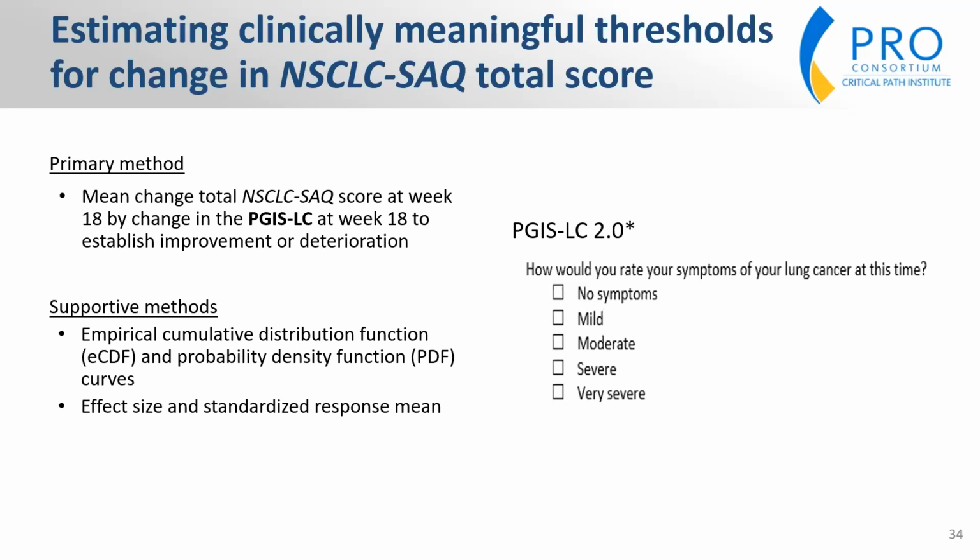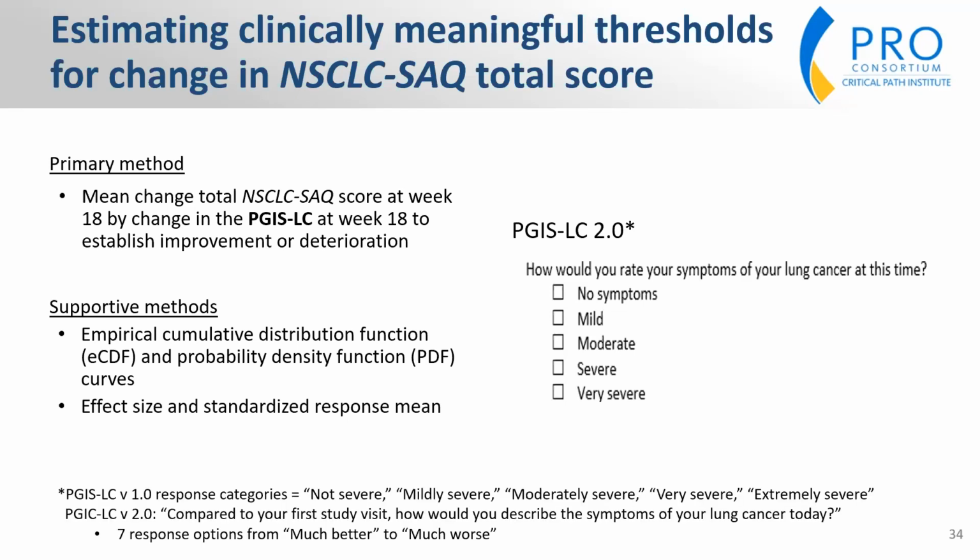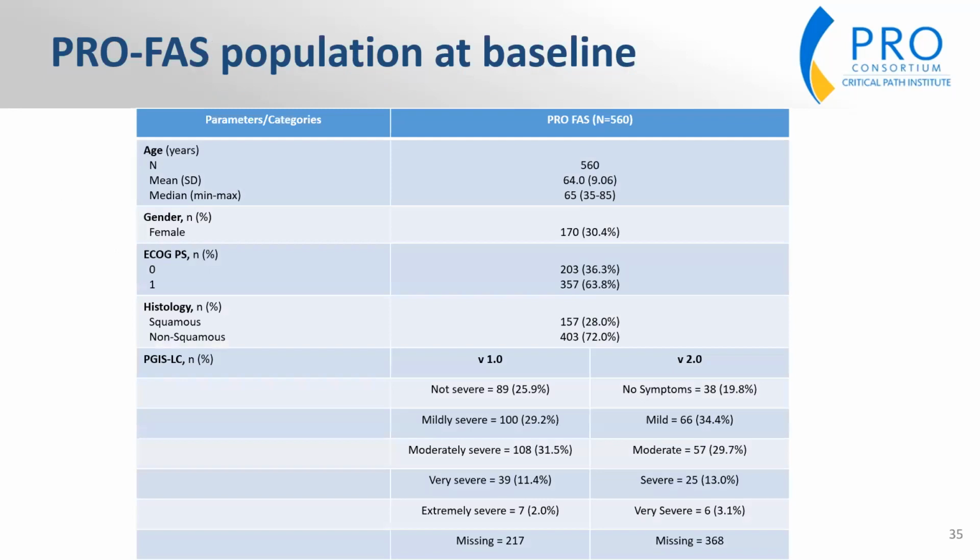The wording on the questionnaire is here on the right-hand side for the PGIS. How would you rate your symptoms of your lung cancer at this time? There are 5 response categories, and one thing I wanted to highlight is that you see here it says version 2.0. We actually started the study with a different version of the PGIS with different response categories, and these were updated after receiving feedback from the FDA. Also here on the bottom of the screen, you see the PGIC wording. However, the primary method was used with the PGIS to estimate meaningful changes.